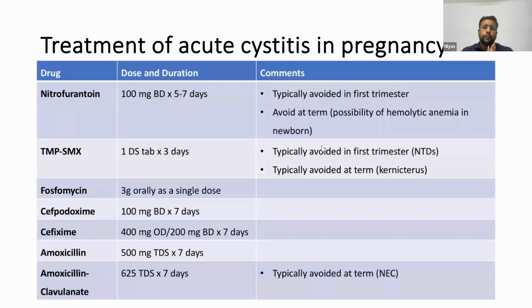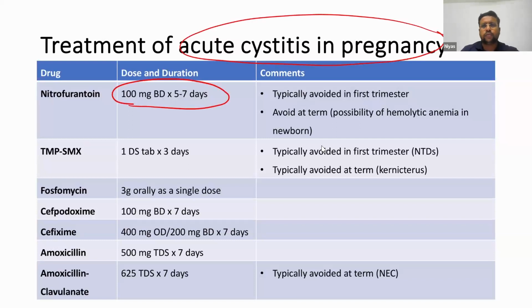So again, pregnancy is a common condition in which patients can present with cystitis as well as other urinary tract infections. So treatment of cystitis in pregnancy, you should know, is almost similar. Nitrofurantoin can be used, again, 100 milligrams BD for 5 to 7 days.